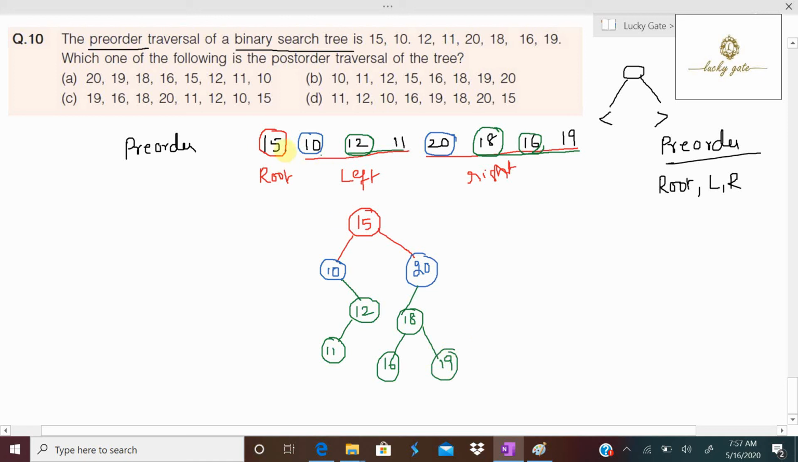Now the question is, which one of the following is the post order traversal of the tree? Now coming to what is post order. The post order traversal says visit the left subtree first, then visit the right subtree, then visit the root node. Now perform post order traversal on the binary search tree constructed.